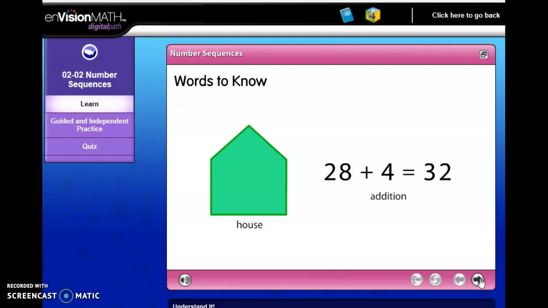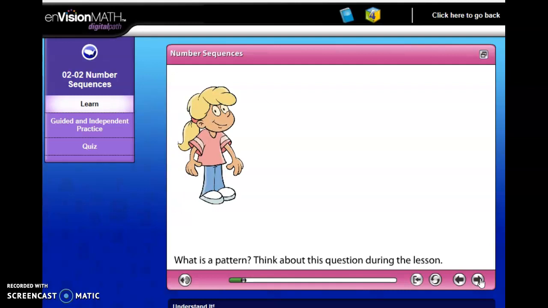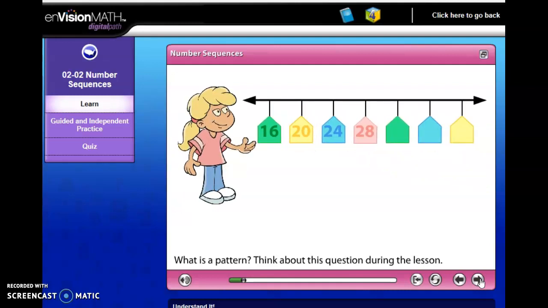Words to know. House. Addition. 28 plus 4 equals 32. What is a pattern? Think about this question during the lesson.